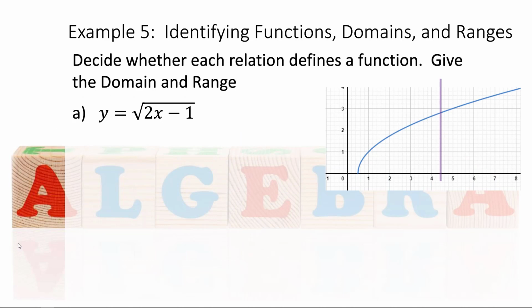Okay, now let's take a look at some algebraic equations, and determine whether they are functions, and also determine their domain and range. And here's our first one. Here we have y is equal to 2x minus 1. And sometimes it helps to actually graph the equation, and here's the graph of the equation. And notice that this will pass the vertical line test for any value of x. So this is indeed a function.